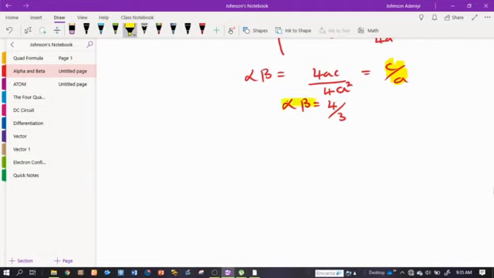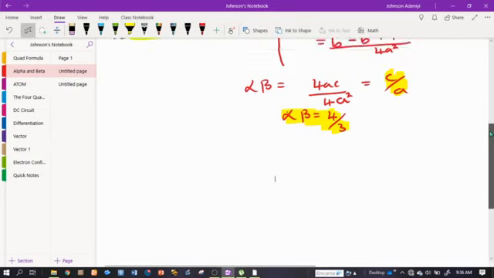So in order to solve the other two questions, we are going to be using alpha times beta and alpha plus beta all through.